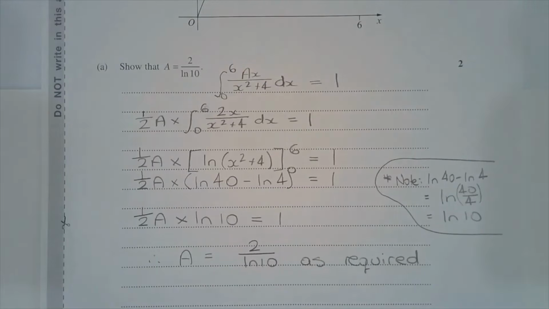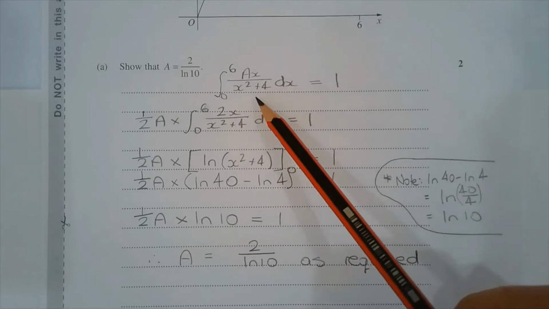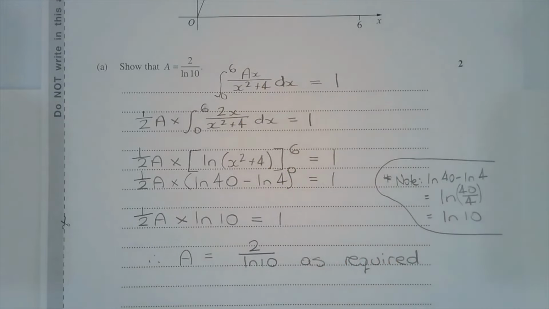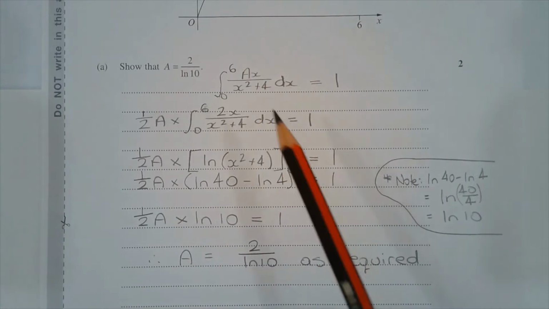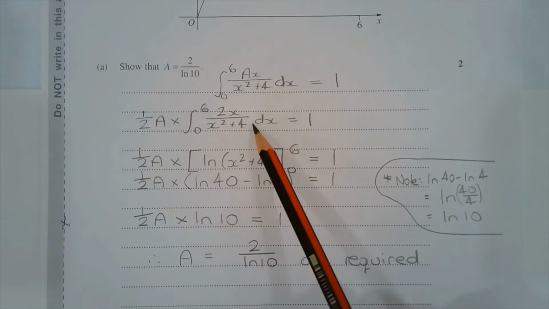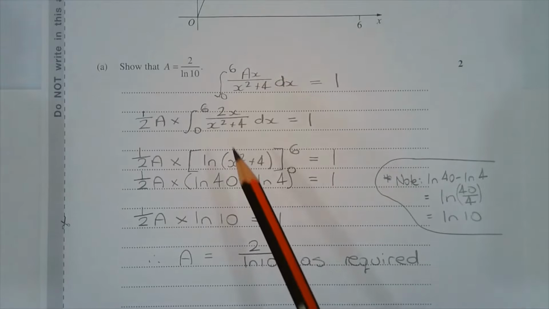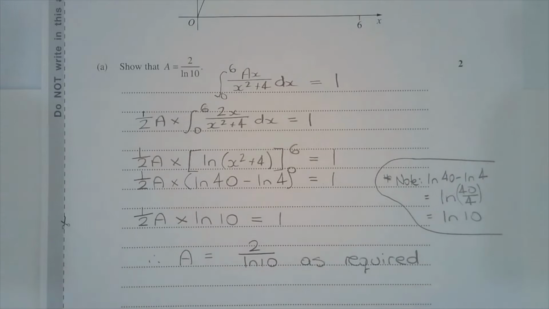F of x is a probability density function. That means the area under the curve y equals f of x from x equals 0 to x equals 6 equals 1. Hence, the integral from x equals 0 to x equals 6 of ax over x squared plus 4 dx equals 1. And we need to solve this equation for a. Now a is a constant, and that can be taken outside the integral. Multiplying the x by 2 will make the numerator a derivative of the denominator, hence the integral will involve a logarithm. But we need to compensate for this multiplication by 2 by multiplying the integral by half on the outside.